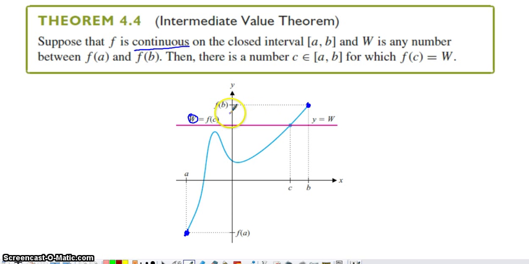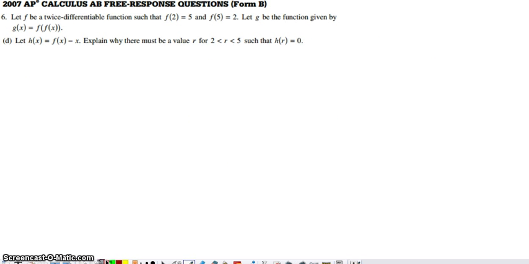So no matter where you pick, if w is here, here, here, here, here, look at your graph. You're going to have a point on the graph that is produced by some x value in between a and b. You have a point on the graph here that's produced at some x value in between a and b. You have a point on the graph here that's produced by the function value at some x value in between a and b. So in part D of this question, it might be useful to us to use that theorem.